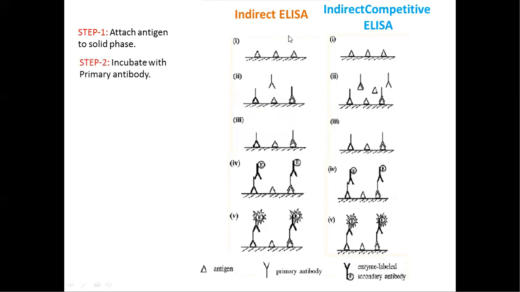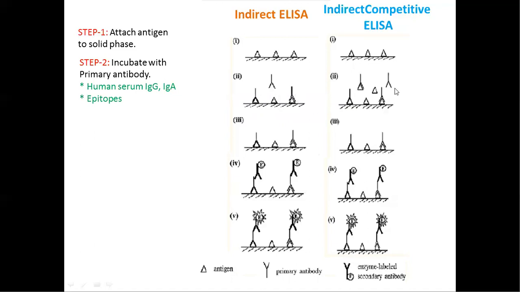Step 2, in both methods, we add primary antibodies to specific antigens. To form antigen-antibody complex, human serum antibodies such as IgG and IgA are used as primary antibodies. These antibodies are also known as polyclonal antibodies, which have different epitopic sites where secondary antibodies will be attached.